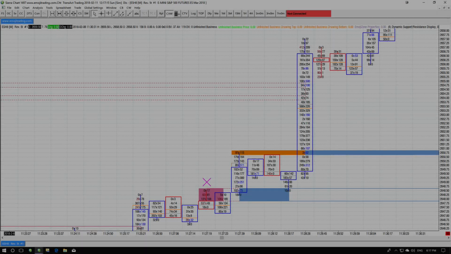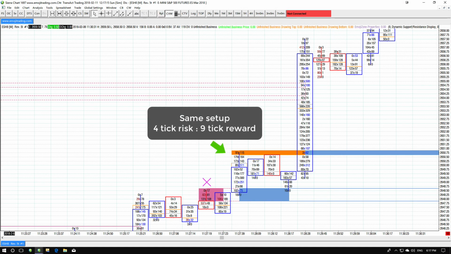This gives us a really good risk-reward ratio trade with a decent probability that's based upon the simple principles of supply and demand whose state and strength have been highlighted by the EmojiZones.